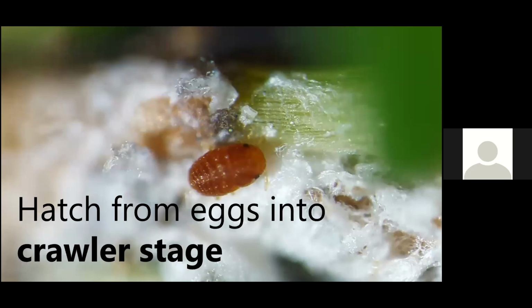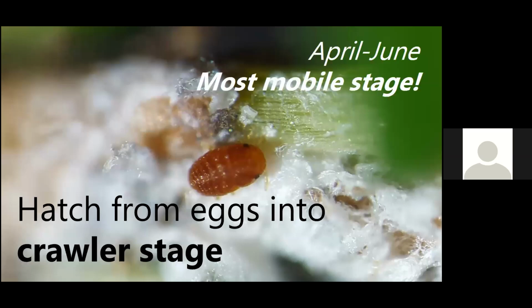When HWA hatch, they hatch into their crawler stage, and the crawler stage is really important because it's their most mobile stage. Both generations of HWA hatch in the spring and early summer season. The first generation is hatching by the end of March and into April. The second generation is hatching in May and into early June. So they hatch from eggs into this crawler stage, and crawlers are very mobile. They're really, really tiny, about 0.2 millimeters long.